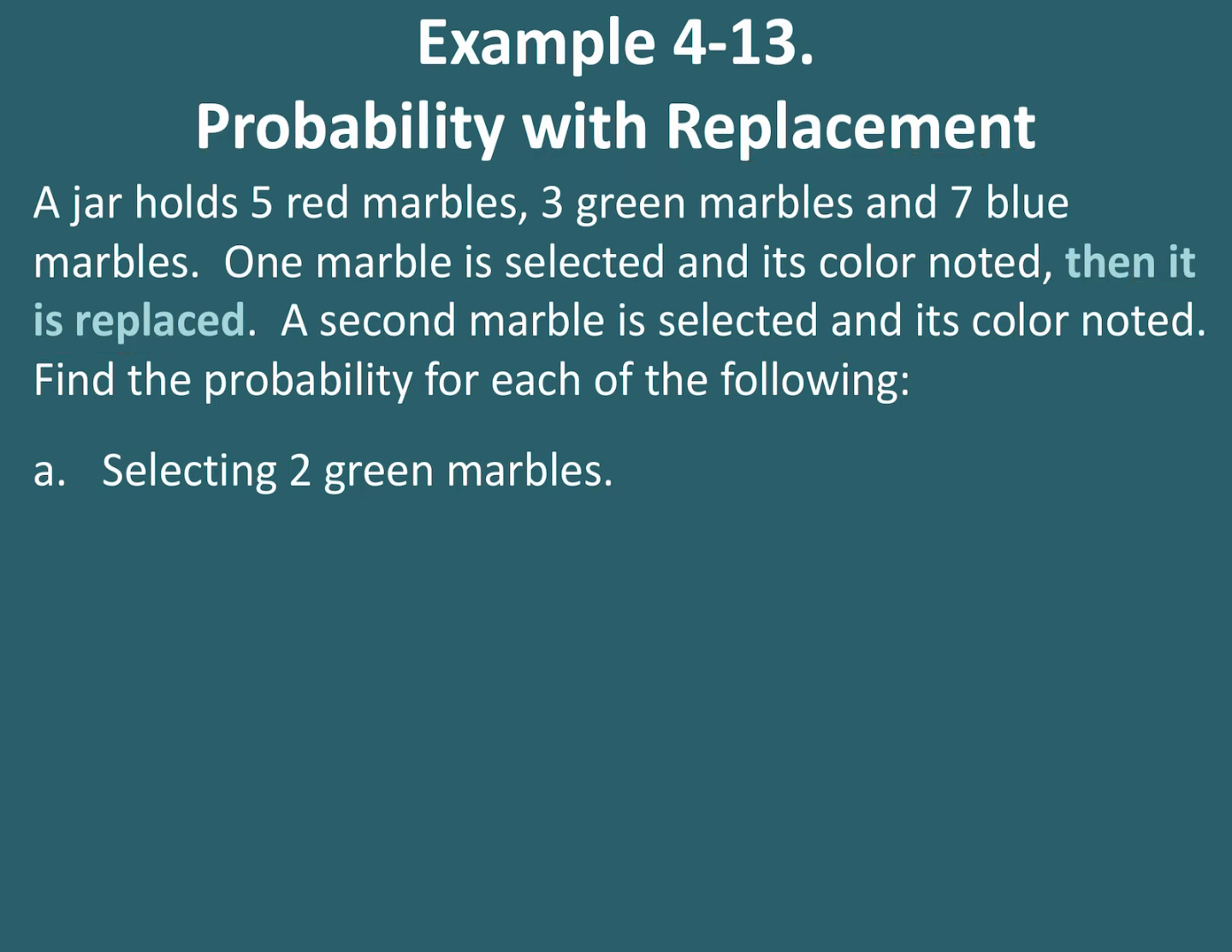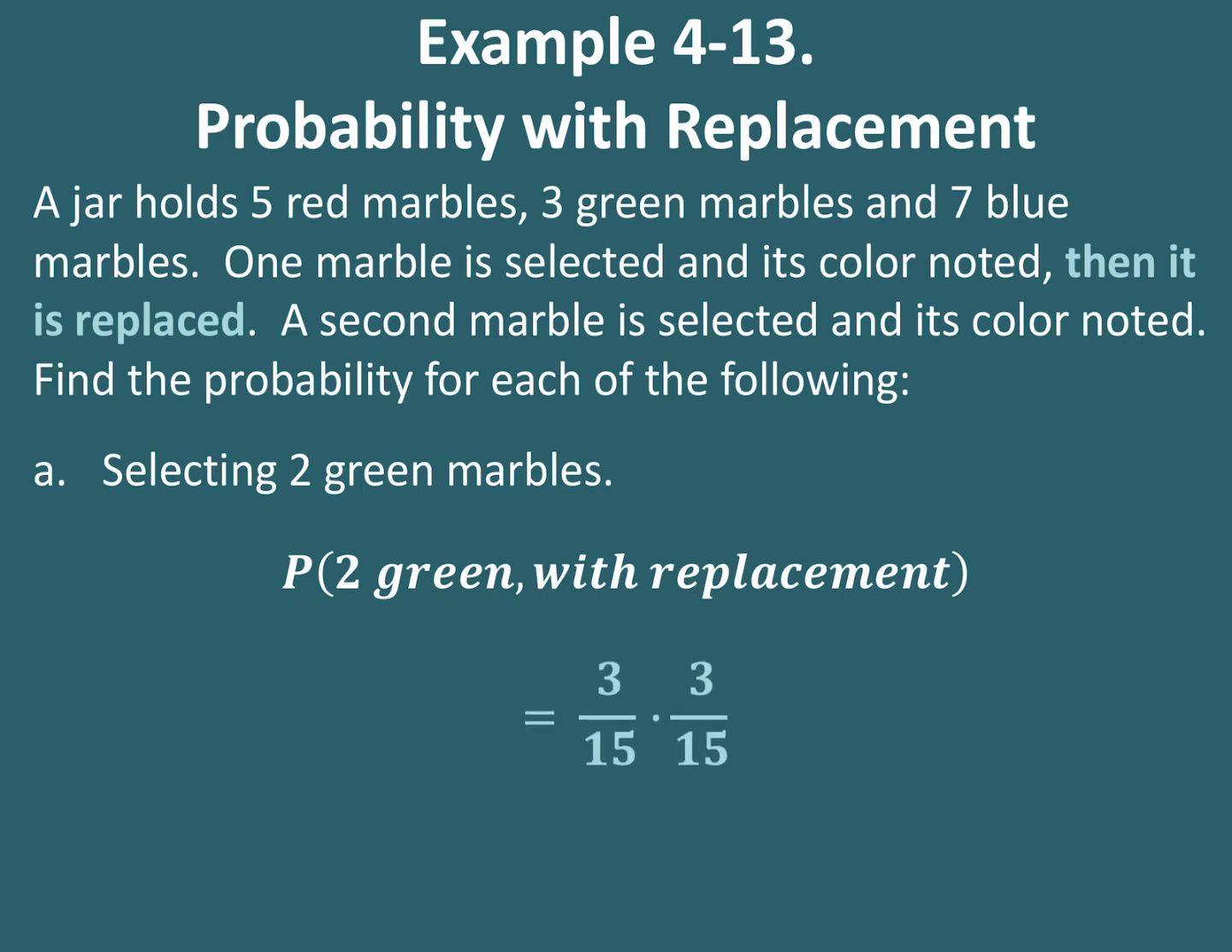Let's first look at selecting 2 green marbles. Since we are taking one marble out and then replacing it back into the jar, we will have the following probability that we actually select 2 green marbles with replacement. The probability that the first marble is green is 3 out of 15 because there are 3 green marbles out of a total of 15 marbles.